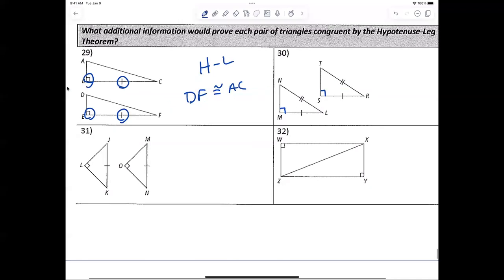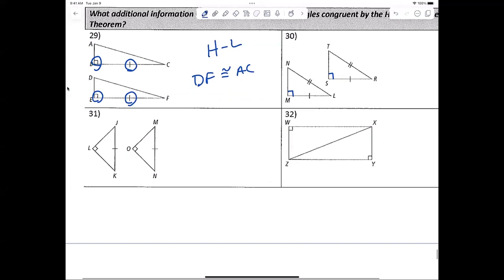All right, so what needs to be true for 31? Either what? LJ or LK. LJ has to be congruent to what? OM or what? Or LK. Yes. There we go.